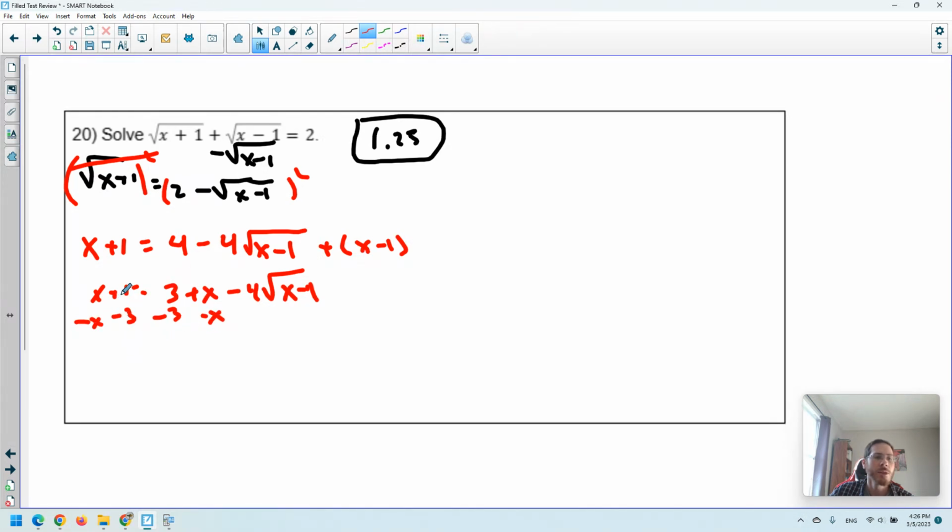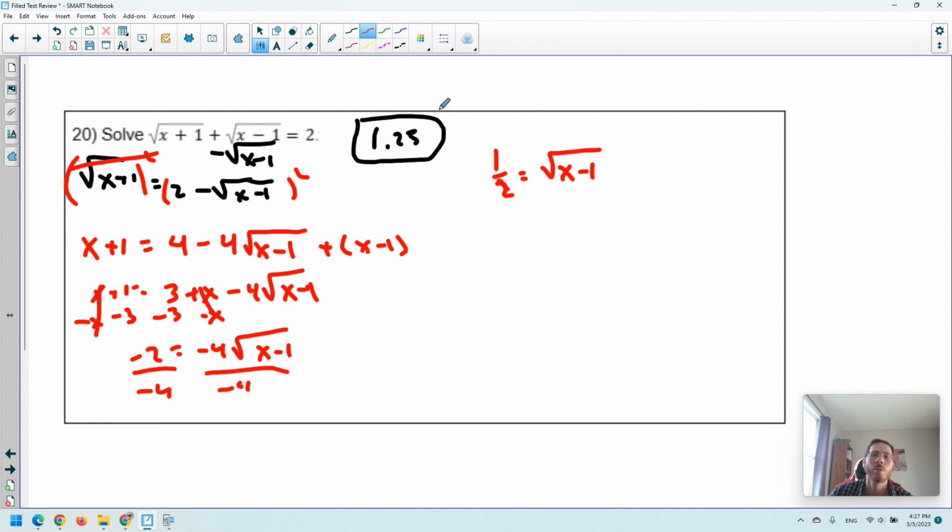So I've got x minus x would be 0. That cancels out. That's convenient. That's negative 2 equals negative 4 square root x minus 1. Divide both sides by negative 4. So I get 1/2 equals square root x minus 1.